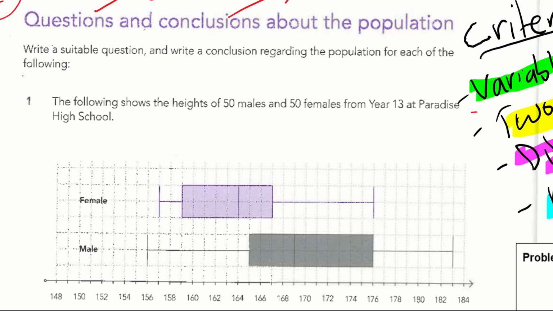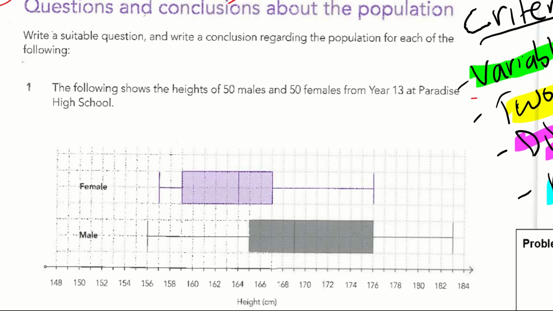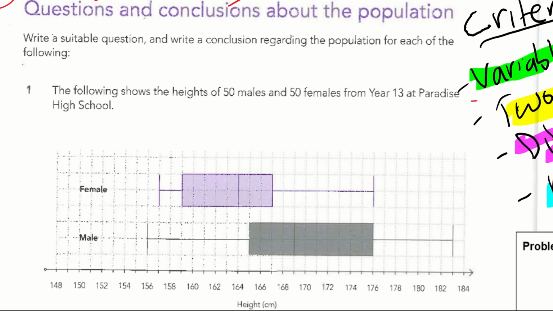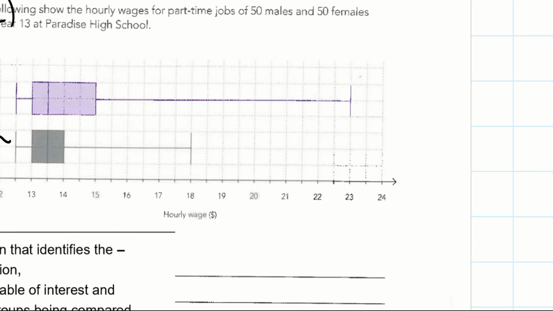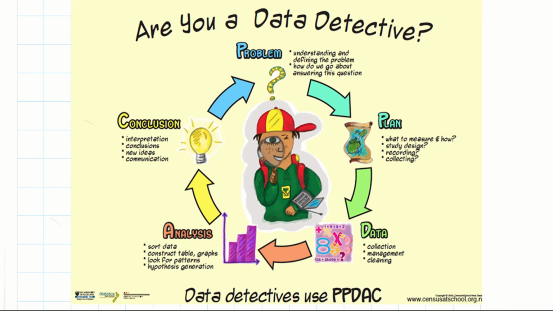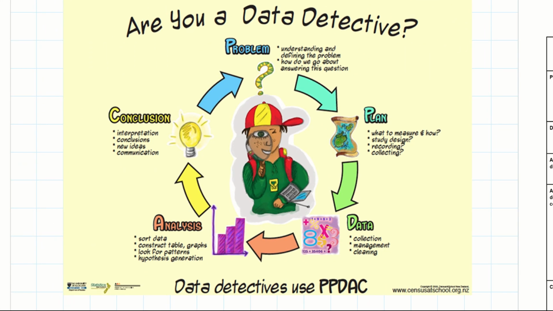All right, I'm looking at page 62 in your workbook, and it's about putting questions and conclusions together. That's what we need to be able to do for our report that we do in the end. I'm just going to do a bit of a summary over everything just to have a look at. And here's our PPDAC cycle that we've been looking at.